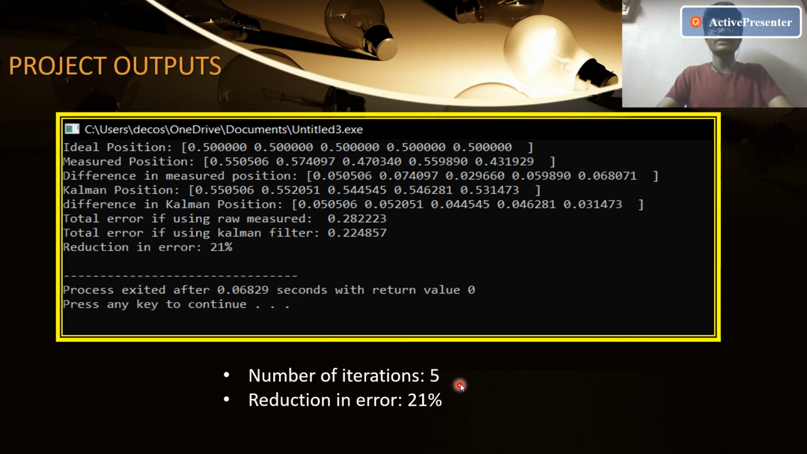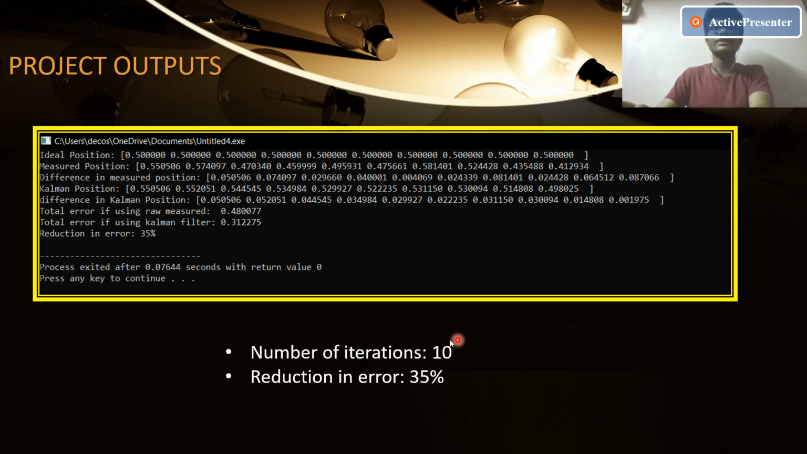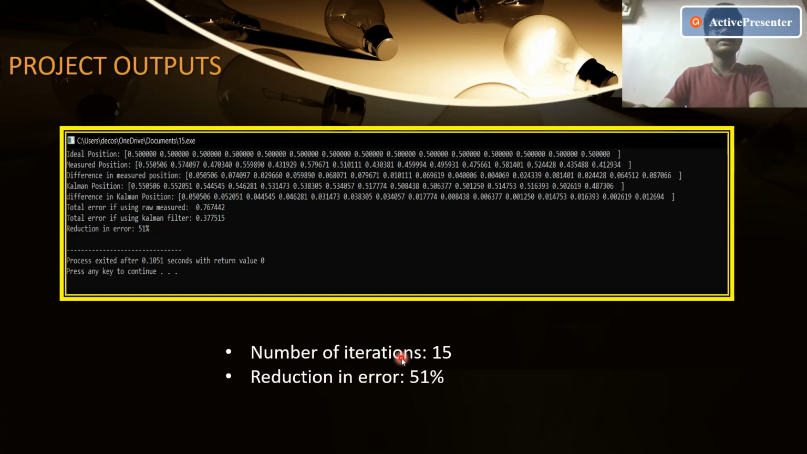One thing that is significant here is that if the number of iterations is less, the reduction in the error is less. As we can see, if we run our code for only 5 iterations, each array has 5 values: first, second, third, fourth, and fifth. If the number of iterations is 5, there is only 21% reduction in the error in sensor readings. If the number of iterations is 10, we get 35 percent reduction in the error. If the number of iterations is 15, which were the maximum iterations, we get the maximum reduction in the error.